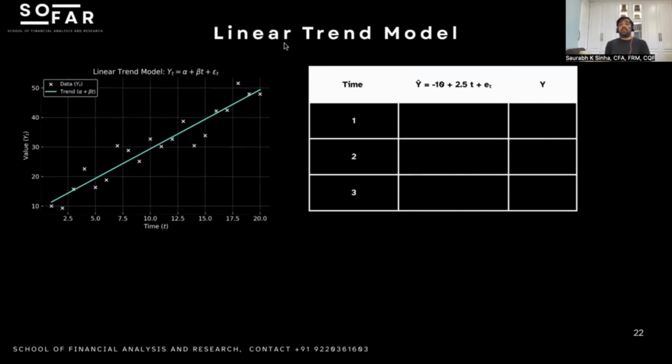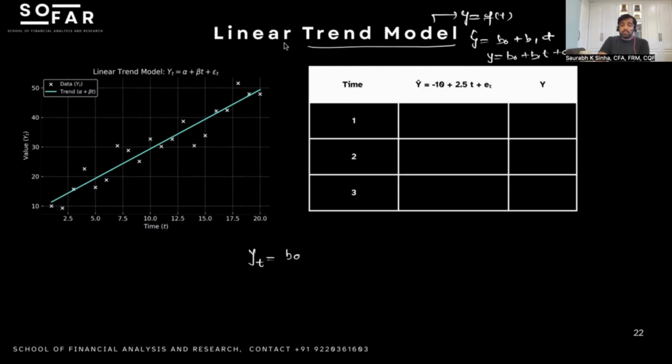The linear trend model. The simplest of all, the easiest of all. Because the trend is written, I can say directly Y is a function of time, or I can write Y is equal to beta naught plus b1 into time. It would be Y hat if there is no error term. Otherwise, I will write Yt is equal to beta naught plus b1 into time plus error term.